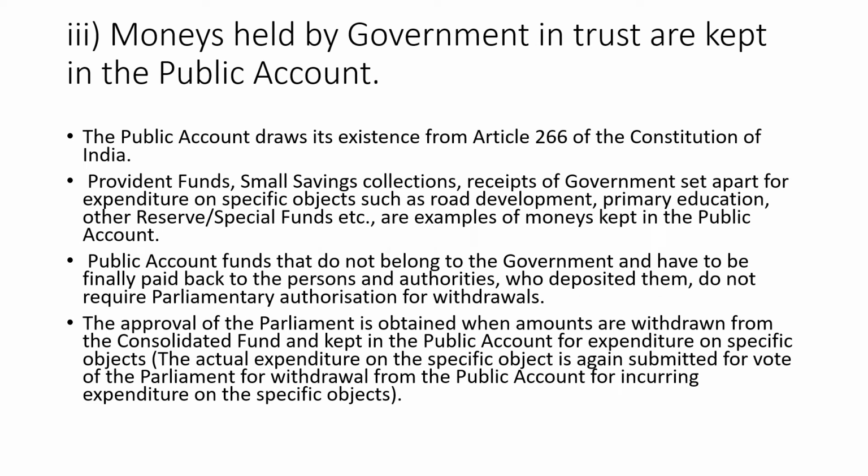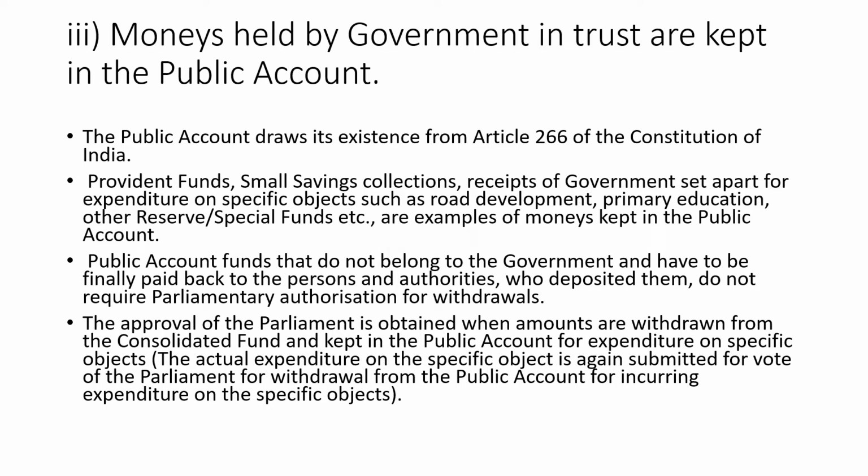Now we have the Public Account. What is the money held by the government in the Public Account? We can see that money held by the government in trust is kept in the Public Account. The Public Account draws its existence from Article 266 of the Constitution of the country. Provident funds, small savings collections, then receipts of the government for meeting expenditure like road development, primary education. All these monies are kept in the Public Account.